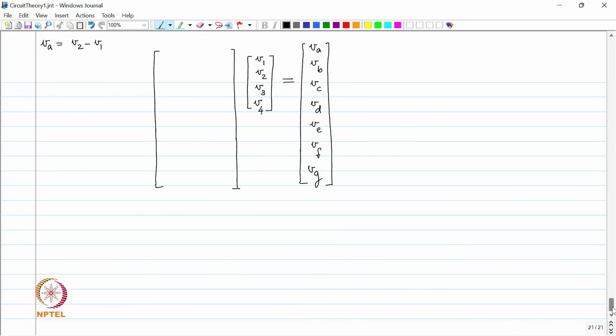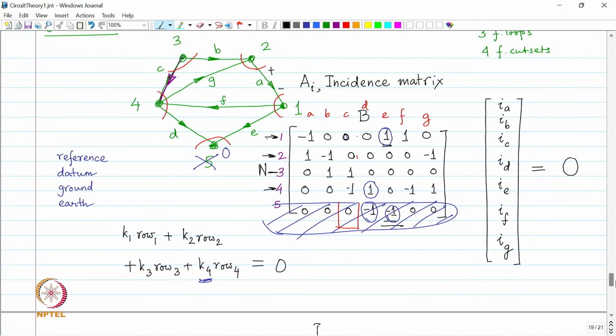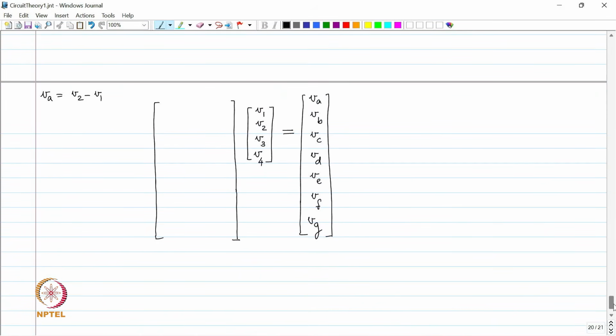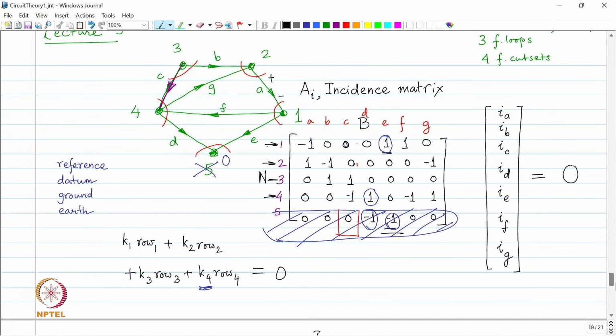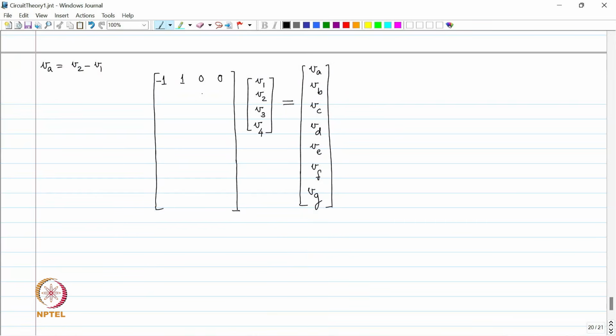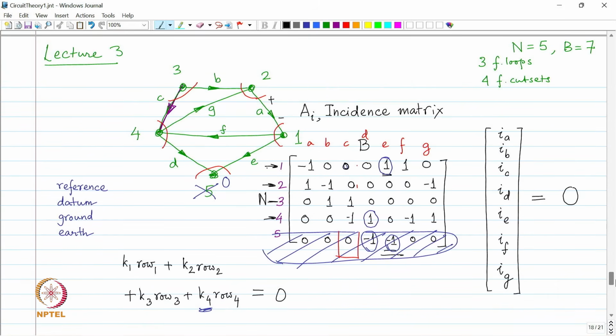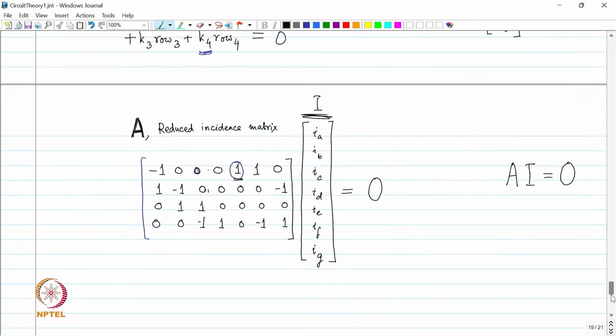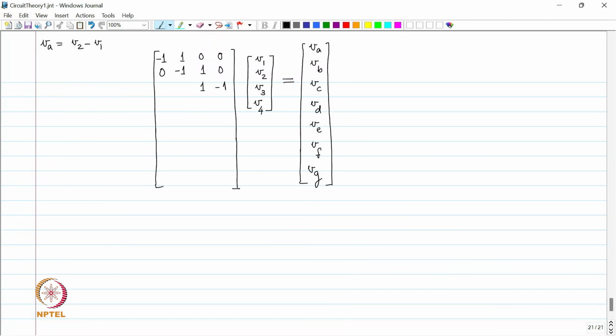So, V 2 minus V 1 is V A. Any problem? No. And then V 3 minus V 2 is V B, and then V 3 minus V 4 is V C. Hang on, go with me, this is not boring. We are there, some magic is going to happen now.